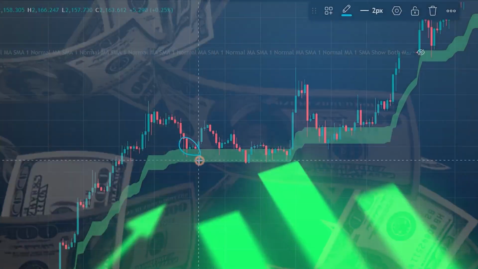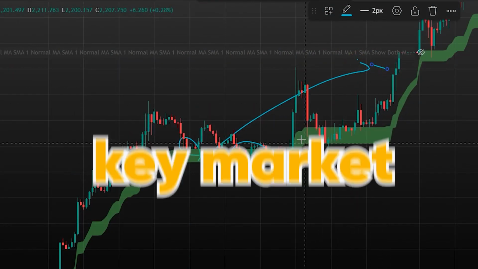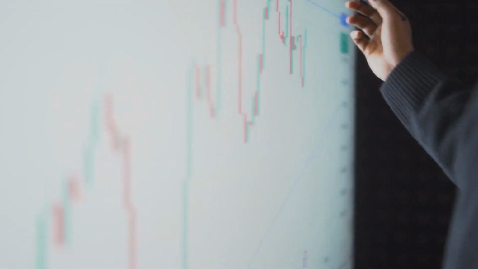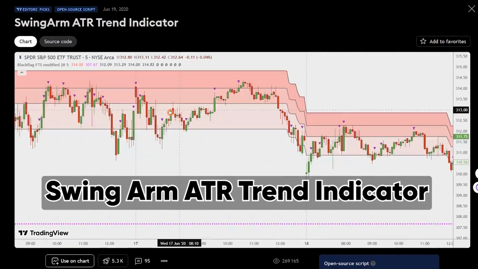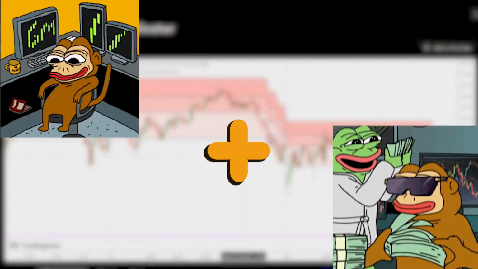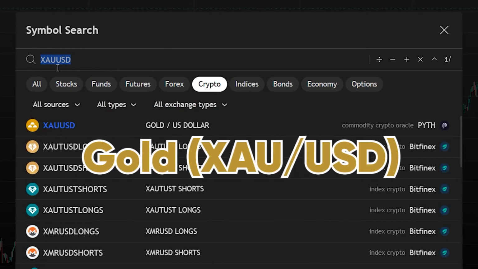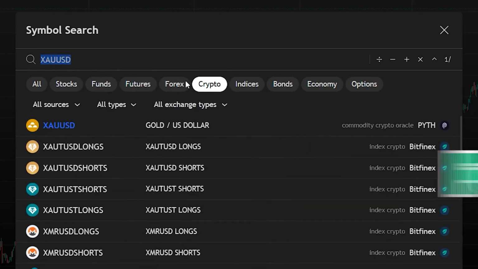Have you ever been looking for a reliable way to take profitable trades? Imagine having an indicator that highlights key market areas and increases your chances of success. Today, I'm going to show you an amazing strategy using the Swing Arm ATR Trend Indicator, suitable for both beginners and experienced traders. We'll be testing this strategy on gold, XAU USD, but you can use it for Forex, stocks, crypto, or any other market.